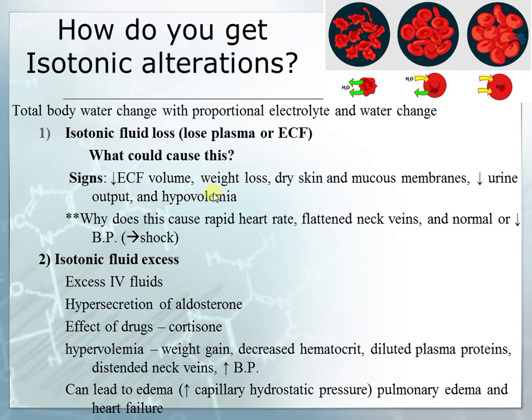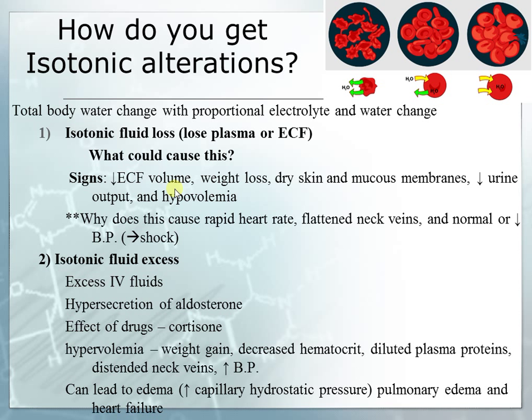I'm kidding. Okay, so some of the signs: extracellular volume drops, weight loss, dry skin. So why would their skin be dry if they're losing water? They're dehydrated, so what's happening to the water? It's being pulled into the blood to keep them alive, right? So it's sucking it, basically. It's pulling that water from the interstitial fluid into the plasma, just to keep their blood volume up. So their skin starts getting dry. Same thing with the mucous membranes. Everywhere you depend on water.